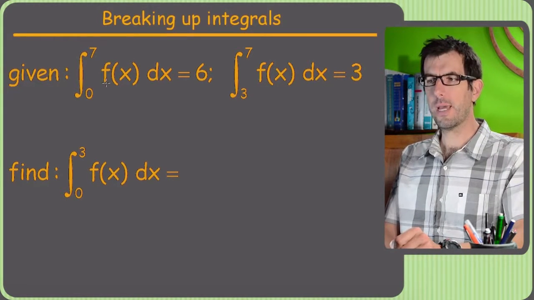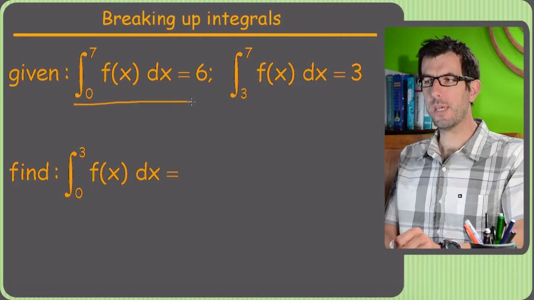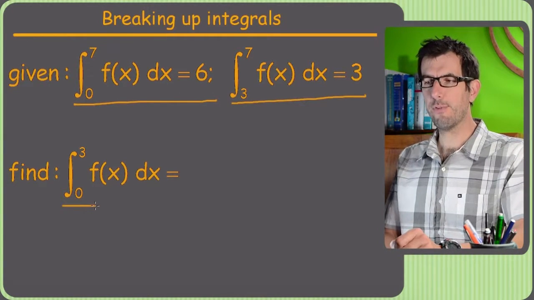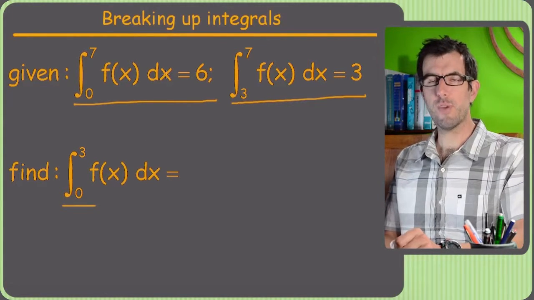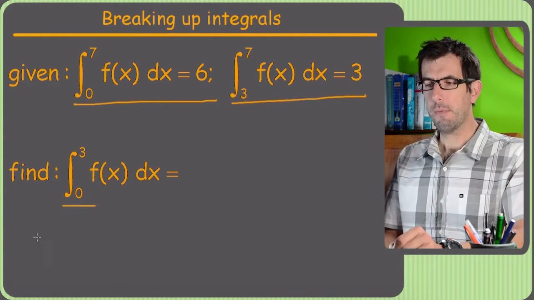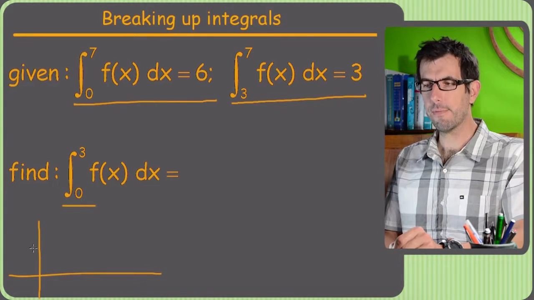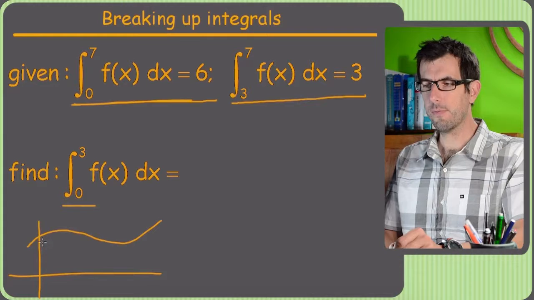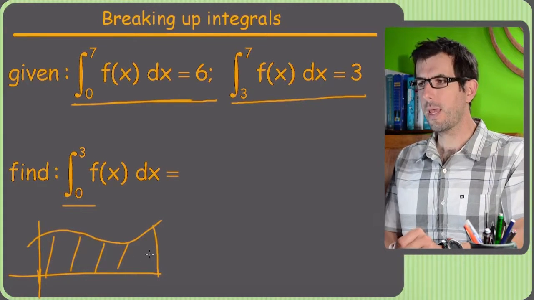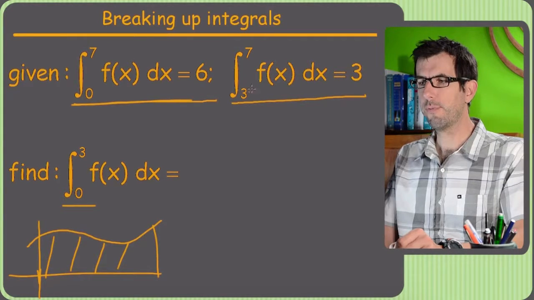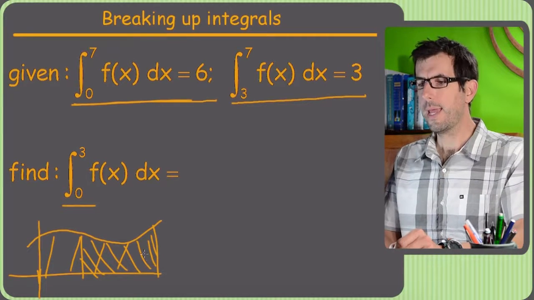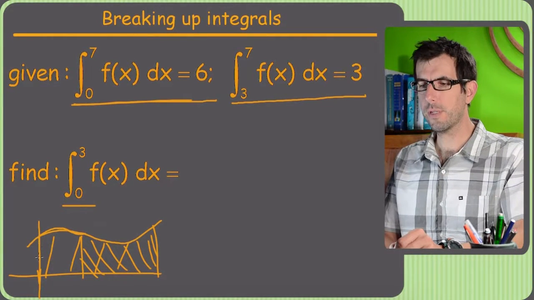All right, so this time we've been given the integral from 0 to 7 and the integral from 3 to 7, and they're asking for the integral from 0 to 3. So whatever this function looks like, we don't know. But basically, if here was the graph, they've given us the integral from 0 to 7, which is from here all the way up to 7. And they've also given us the integral from just 3 to 7, so they gave us this. And then they're asking for just this portion.